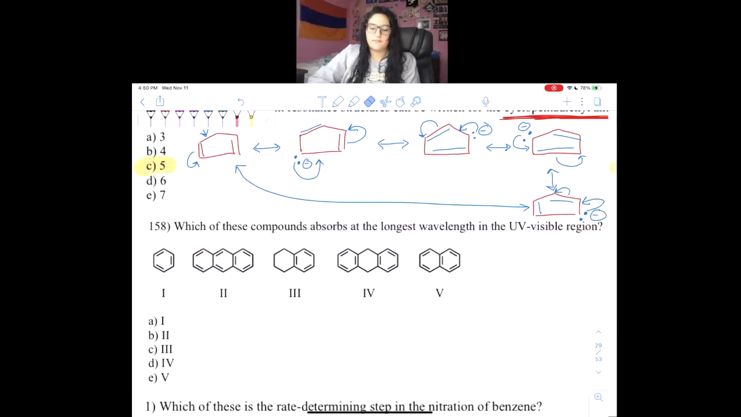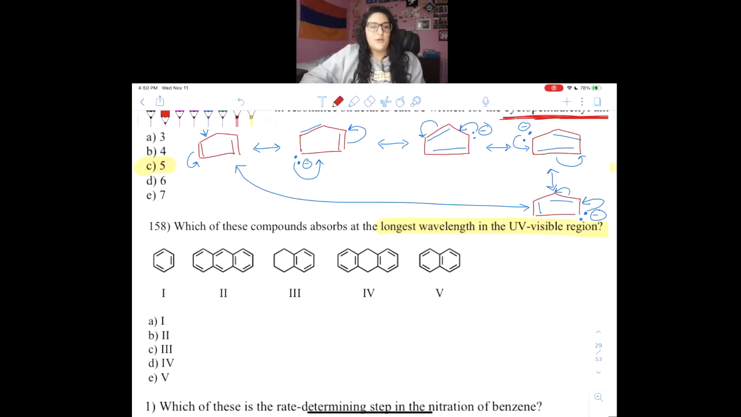Ta-da! So for this next one, we are kind of going to put together our concepts from chapter 13 and from chapter 14. And we are going to look for the ring with the longest wavelength on UV spec. And so just as a reminder, longer wavelength equals more stable molecule. And we know that stability can be reached by having more double bonds in conjugation or by having aromaticity. So let's keep that in mind as we go through our answer choices.